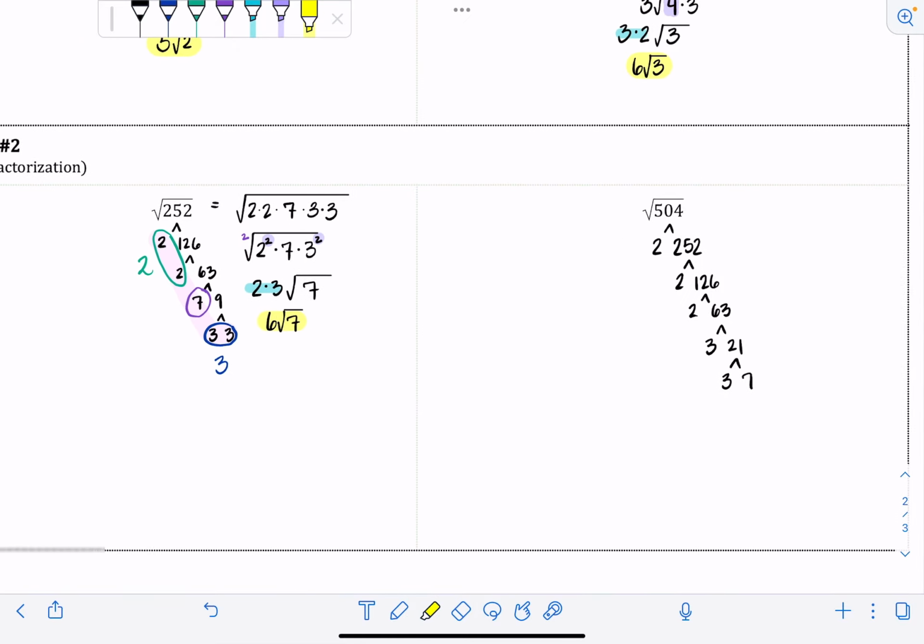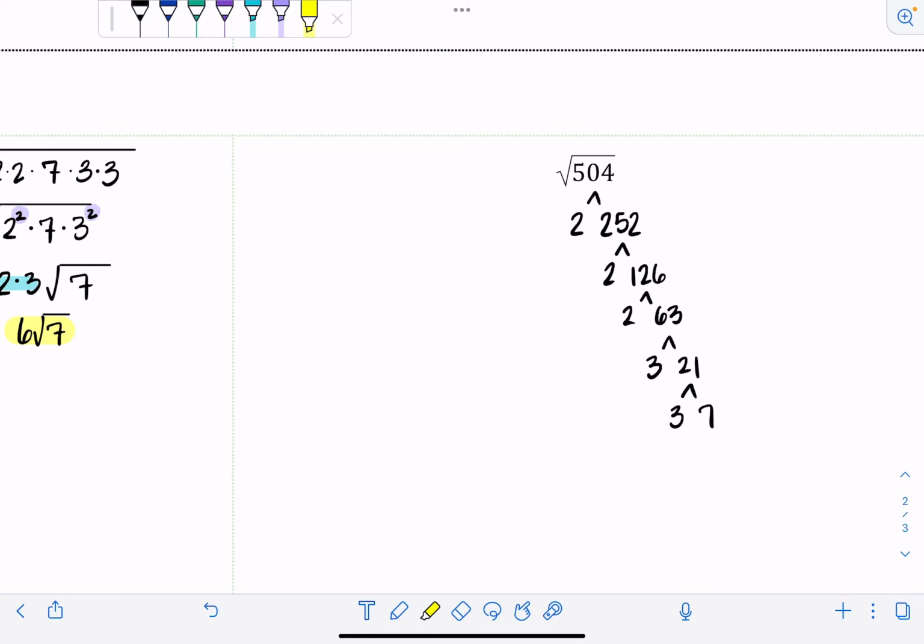So just comparing between the two trees, on the last problem we did 63 went to 7 and 9. But still from that 63 branch, I ended up with a 7, a 3, and a 3. And here, the 63 branch, I went a different way. I picked 3 and 21, but I still got a 3 and a 7. So I still got the same numbers at the end.